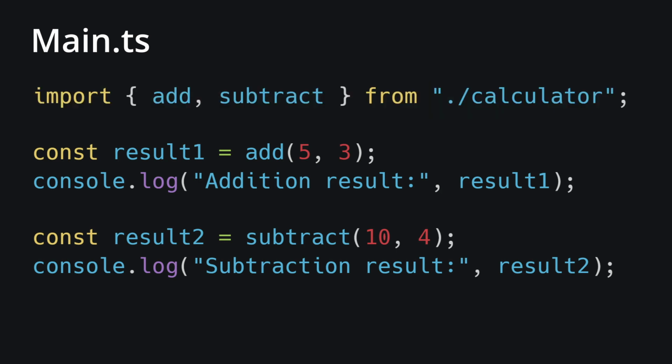This helps us keep our code organized and maintainable. By using the import keyword, we can bring in the functionality from the calculator module and use it within our main.ts file. We can then call the add function from the calculator module to perform calculations. And there you have it.